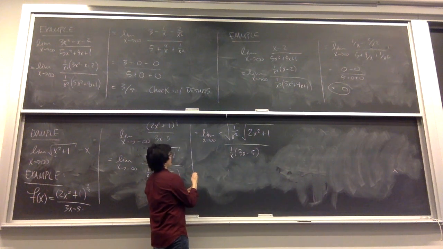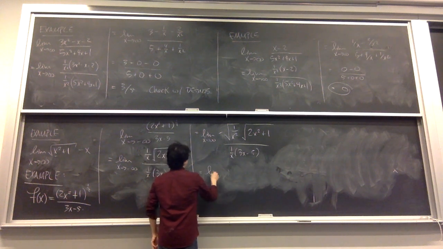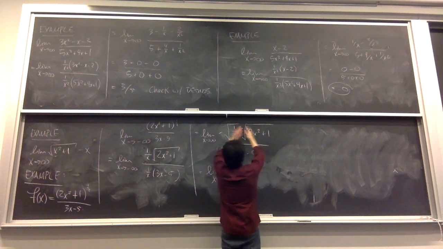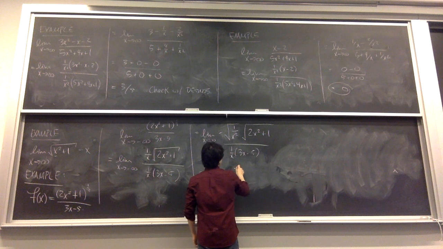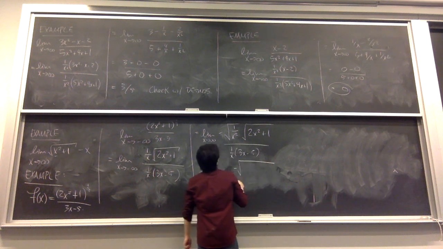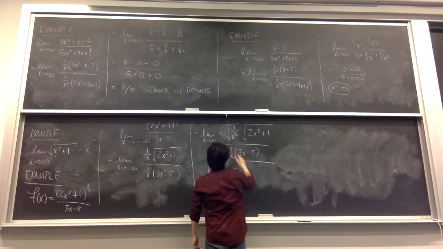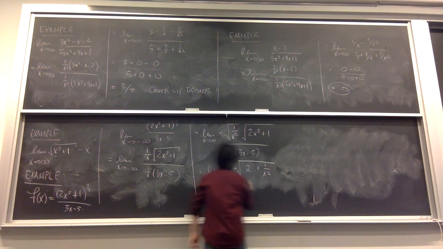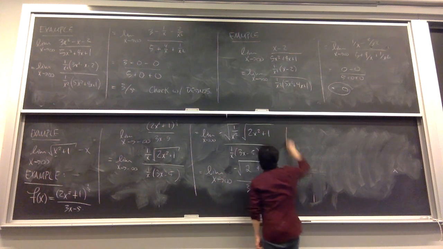Okay, let's do our distributing. So we're going to have the limit as x goes to infinity. I can now combine these, so you're going to get a minus 2x squared over x squared, that's just 2, plus 1 over x squared. Down here, you're going to get 3 minus 5 over x.